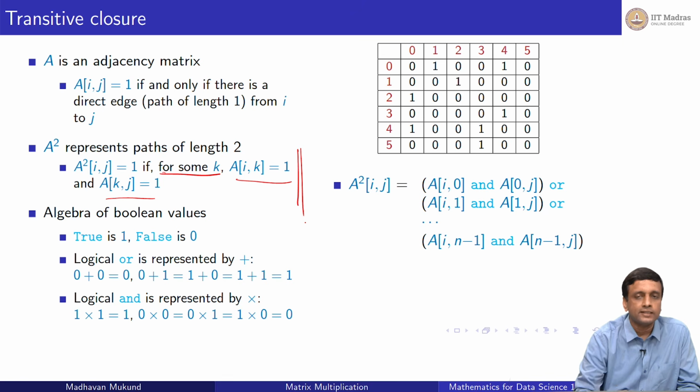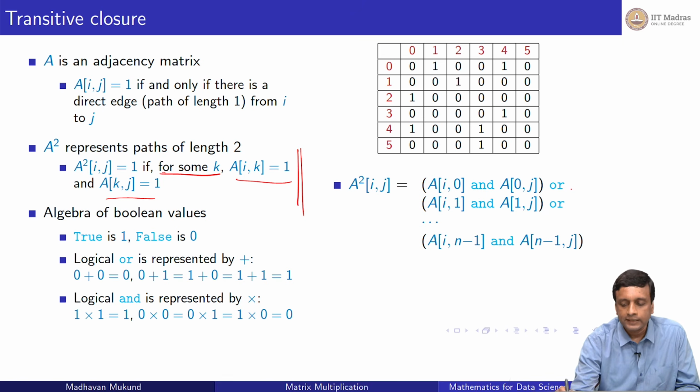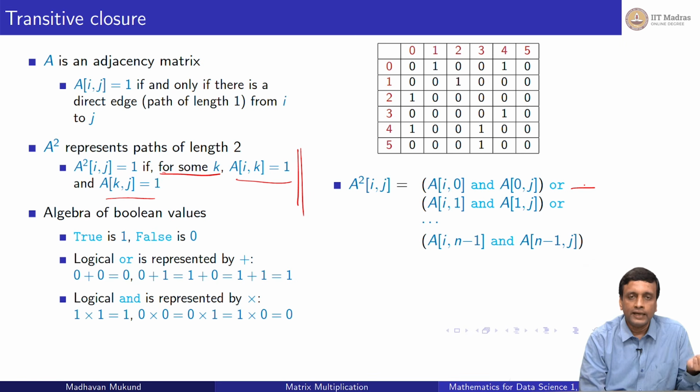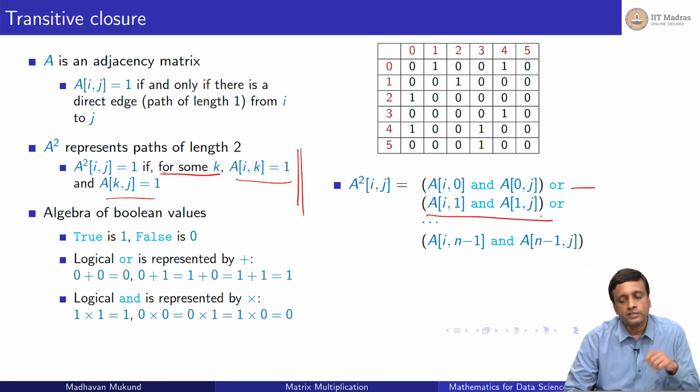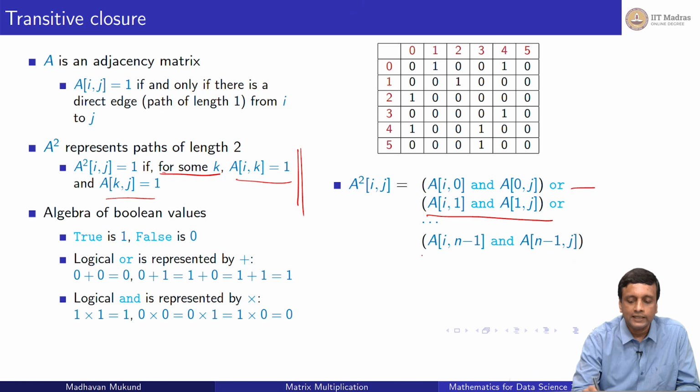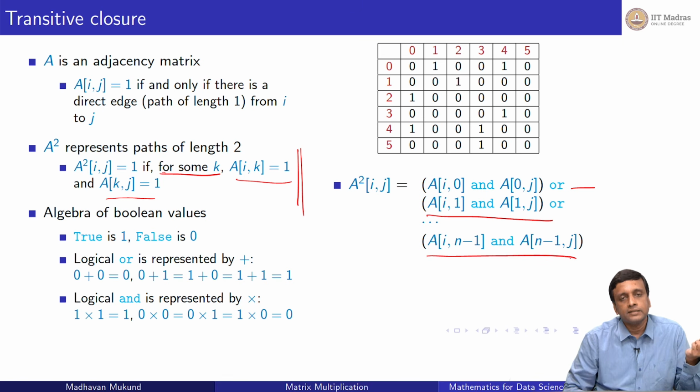So this expression, this sentence here, translates to saying either k is 0, in which case I have a10 is true and a0j is true, or I have k equal to 1, in which case ai1 is true and a1j is true, and so on. Or finally, the last possibility is that it is ain-1 and an-1j. So if any of these pairs aik, akj is simultaneously true, then there is an edge from i to j.